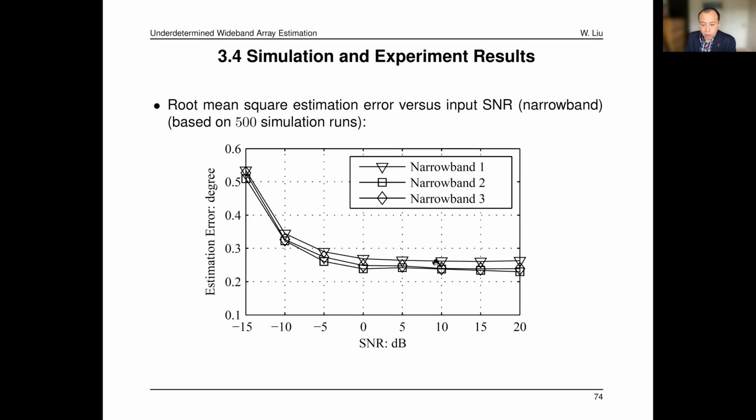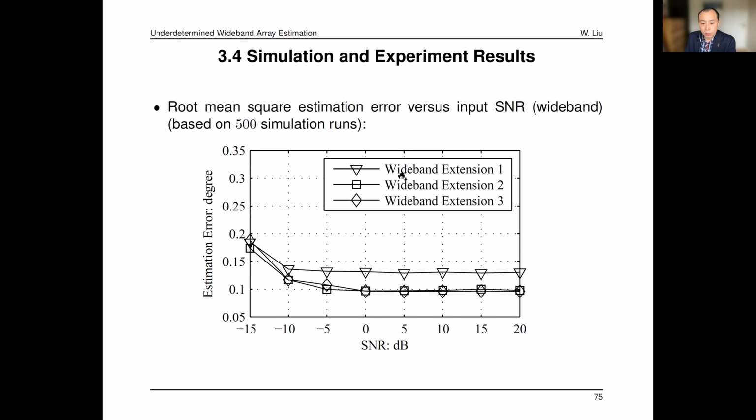For narrowband 1, you see there's a gap. For 2 and 3, there's not much difference, right? But compared to 1, so basically without removing any redundancy, you see there's still some gap, right? I think it's mainly due to the reduced dimension of the problem. So when you do the optimization, you can get a better estimation result, or a better optimization process, by reducing the dimension of the problem.